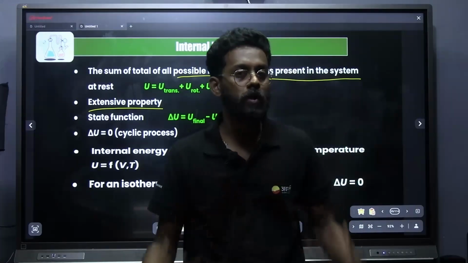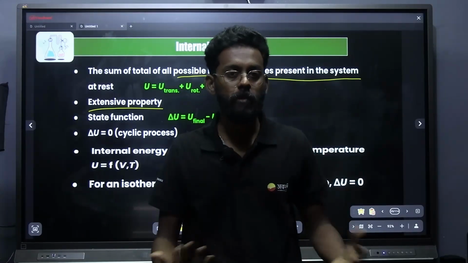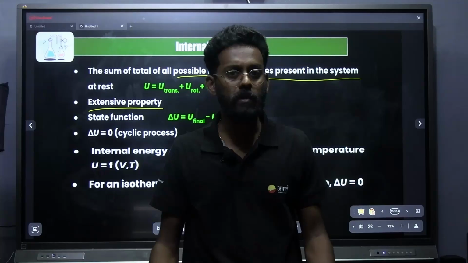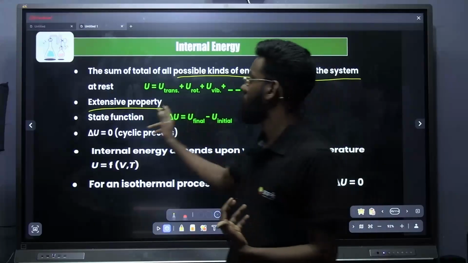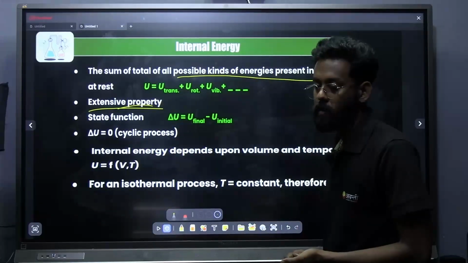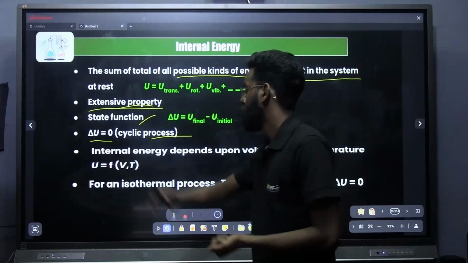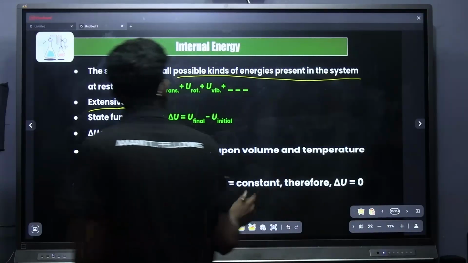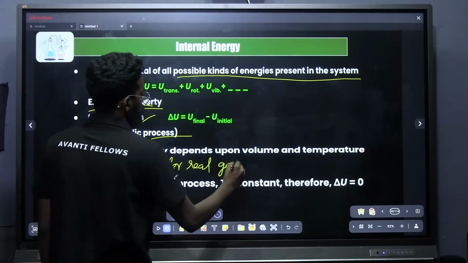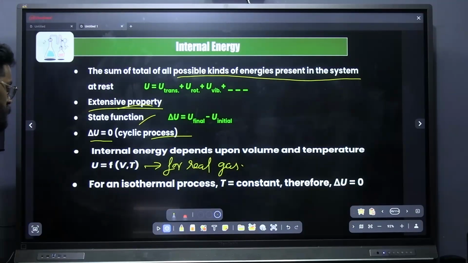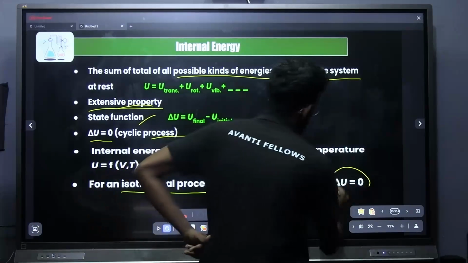Because if my mass has reduced, suppose I have 62 kg of weight, if my weight reduces to 50 kg, which means my energy also will be decreasing, right? So internal energy depends upon the mass of the substance, so it is an extensive property. Okay, then it is a state function, and for a state function in a cyclic process it is 0, and internal energy depends upon volume and temperature for real gas. For an isothermal process, as temperature is constant, delta U will be 0.